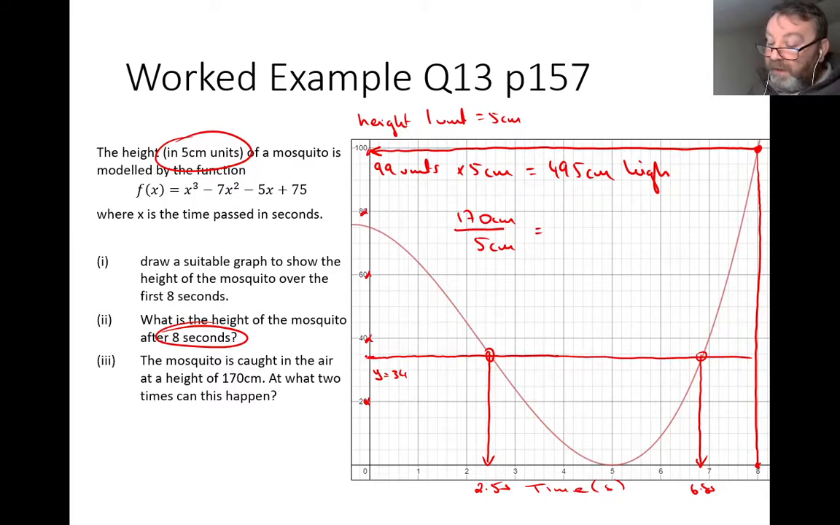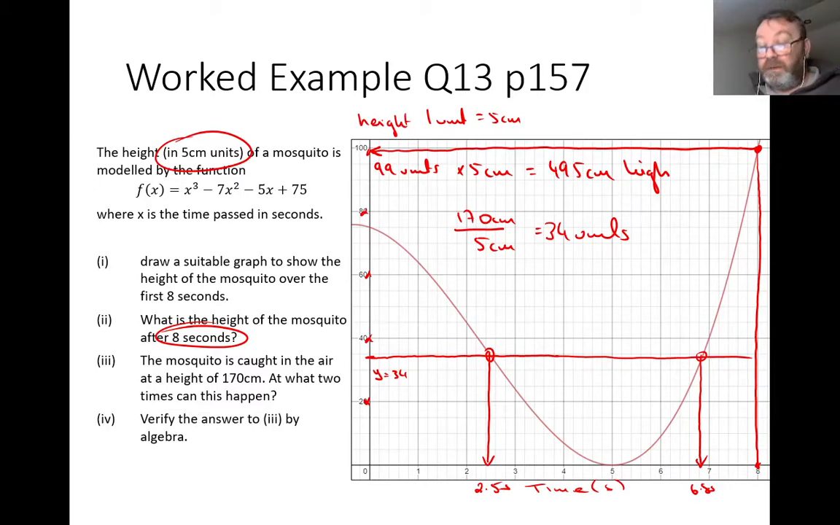We're dealing with a height of 170 centimeters, which is, as we said already, 34 units up. Because don't forget, 1 unit is 5 centimeters. So I go up 34 on the y-axis, and then I run across until I cut the graph, drop down, and when I drop down, I simply read the values of the x-axis. Okay, and finally then, verify the answer to 3 by algebra.